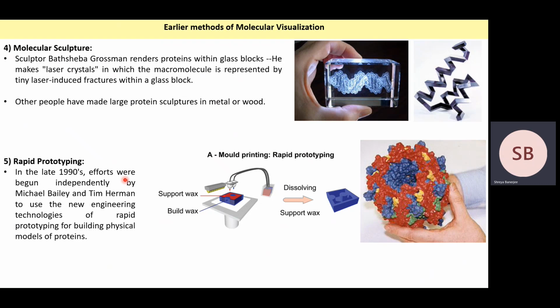In the late 1990s, efforts began independently by Michael Bailey and Tim Herman to use new engineering technologies of rapid prototyping for building physical models of proteins. So basically what they did, they first created the mold for the protein using wax, and then using this mold, they built the protein structure and colored it according to, say, different secondary structures, or whether the residue was in the external or internal part of the protein. So this was rapid prototyping, in which using the same mold, several proteins of similar structure could be created.